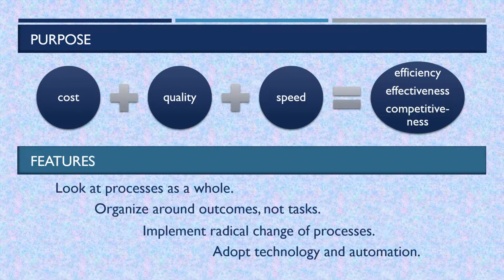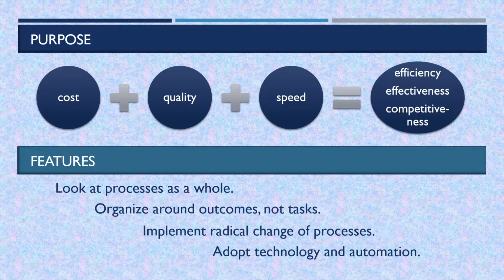First of all, let's take a look at the purpose and features of Business Process Reengineering. The purpose of BPR is to improve the efficiency and the effectiveness of business processes, which ultimately leads to an organization's competitiveness. To achieve this goal, BPR focuses on reducing costs of activities during business processes and improving quality of products or services with speed.